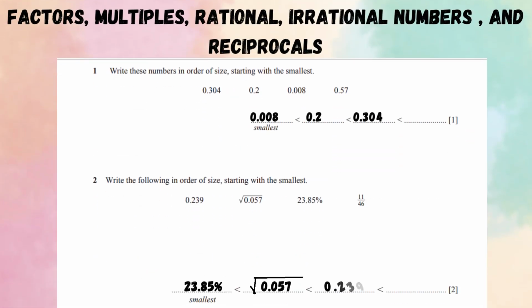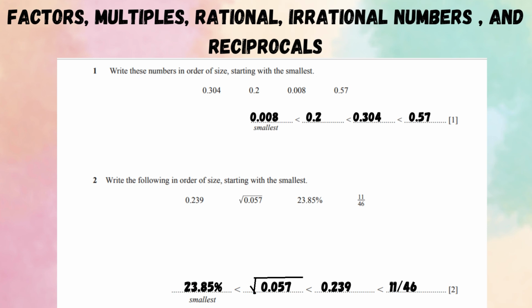After this, we have a question which requires us to rearrange the numbers in the list in ascending order. This is pretty easy. The smallest number in the list is 0.008, which is followed by 0.2, then 0.304, and lastly 0.57. Next, we have another similar question.